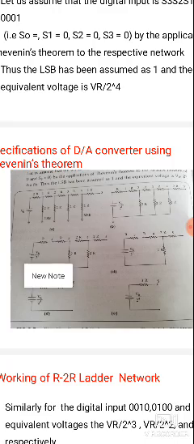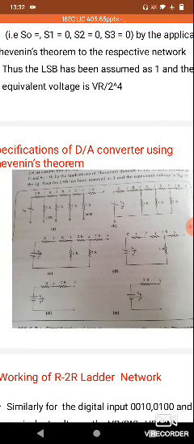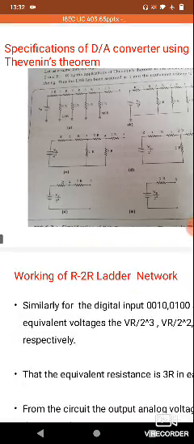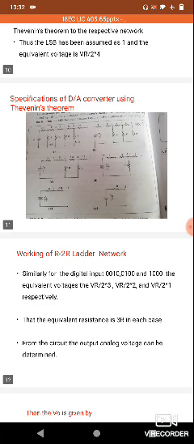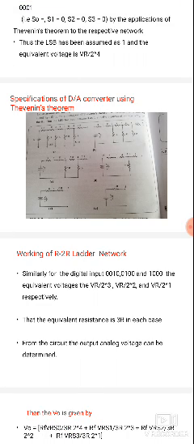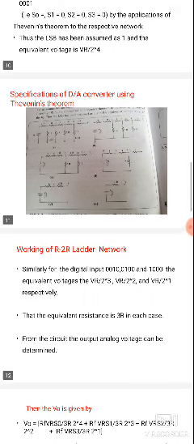Here the R and 2R resistors are in series, so they simplify to 3R. These are two series resistors whose value is 3R resistance. So the working of the R-2R ladder network is based on Thevenin's theorem. Based on Thevenin's theorem only it works.